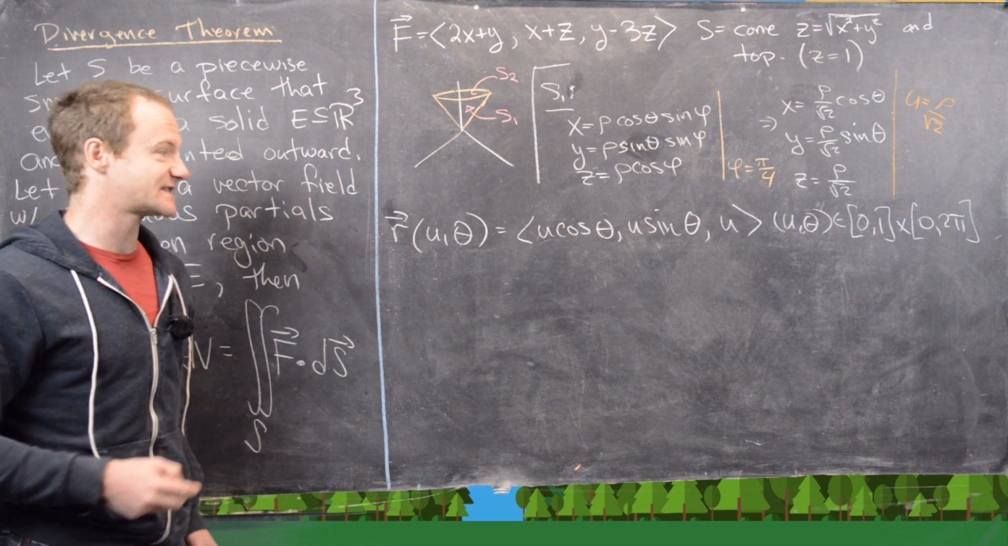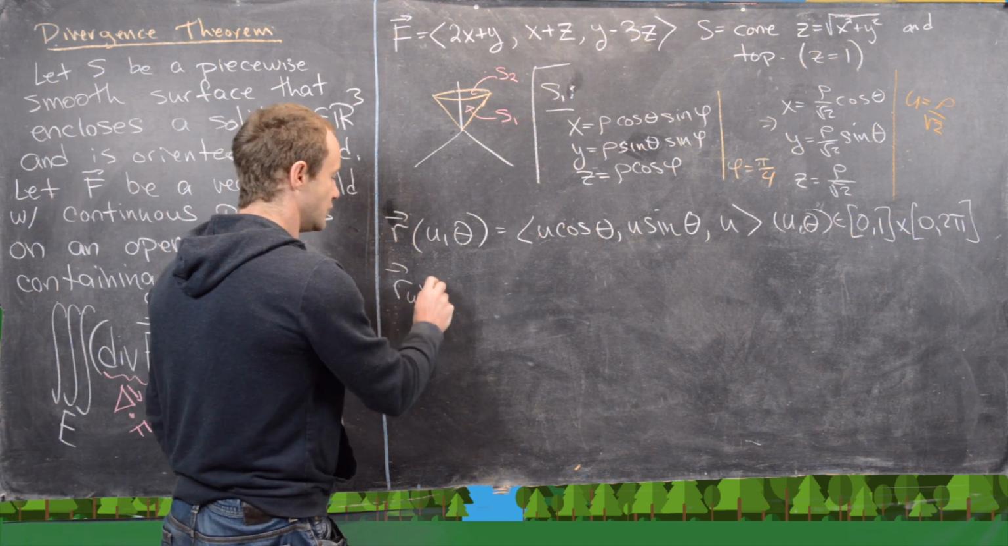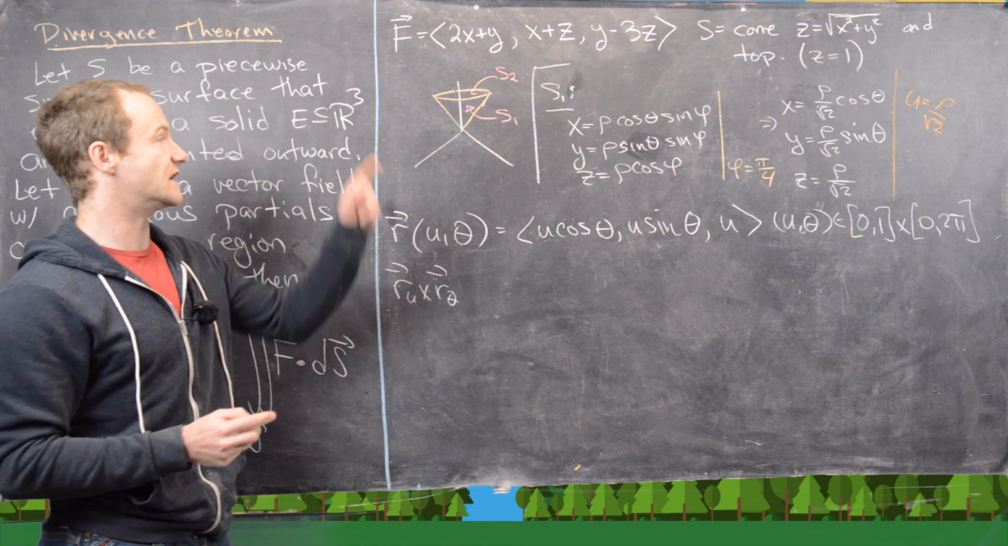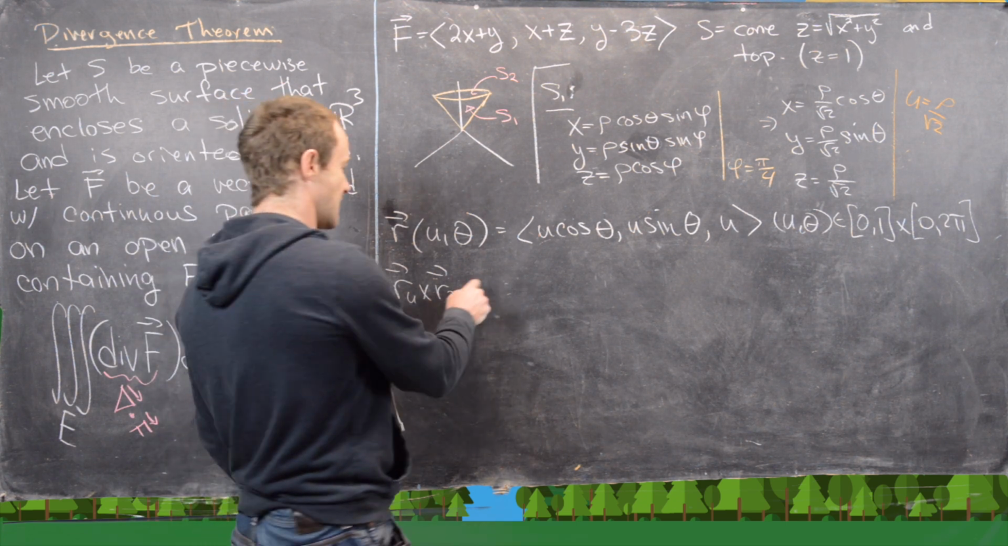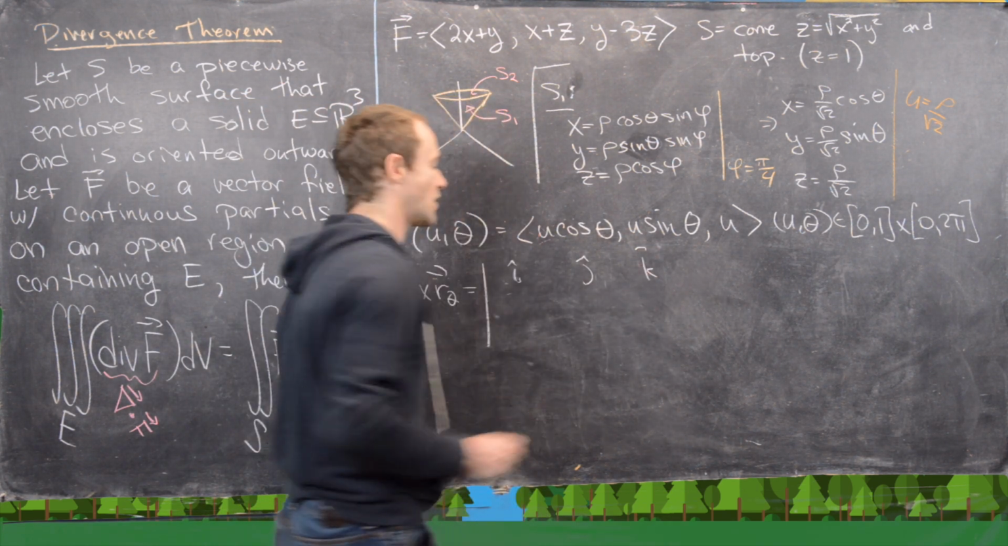Okay, great. So that's the parameterization. Now the next thing that we need is r_u cross r_theta. That plays the role of the normal vector in the surface integral. So that means we're going to need to calculate the cross product of these two partials.